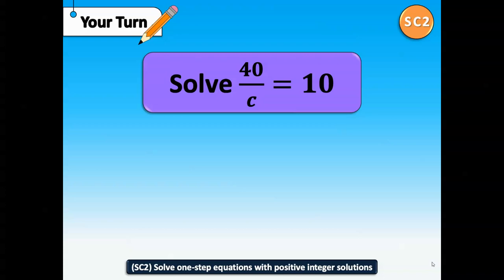So this time we want to solve 40 over c equals 10. When the letter is on the bottom of the fraction, swap around the letter and the number that it equals. So swap around the c and the 10. So c will be 40 divided by 10, which is 4. So c is 4.